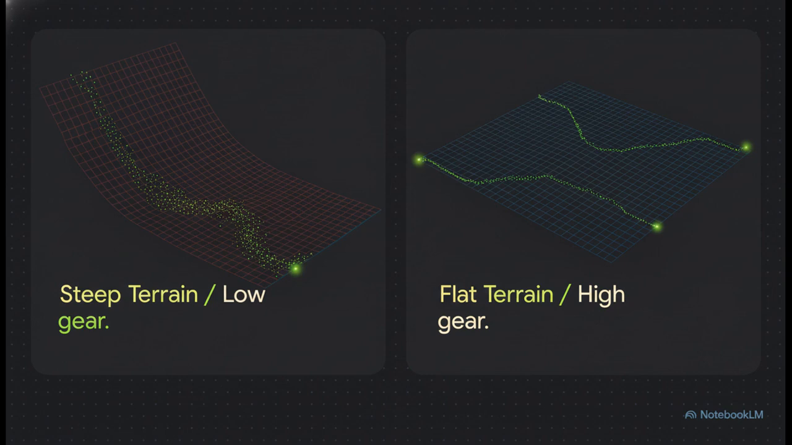It acts exactly like an automatic transmission in a car. If the terrain is super steep and gradients are huge, RMSProp automatically shifts into a low gear, shrinking the learning rate so it doesn't overshoot. But if the terrain is flat and gradients are tiny, it shifts into high gear, boosting the learning rate so the algorithm doesn't stall out. Every single parameter gets its own custom speed limit.